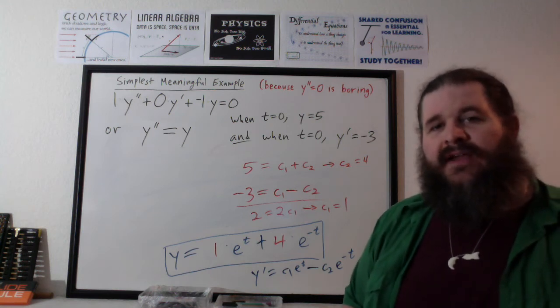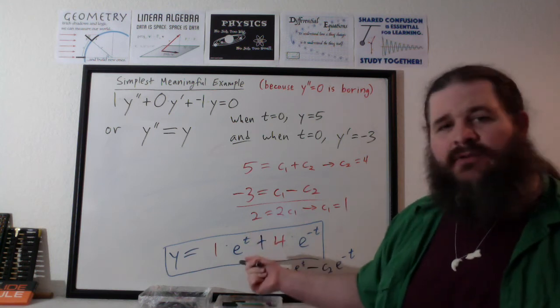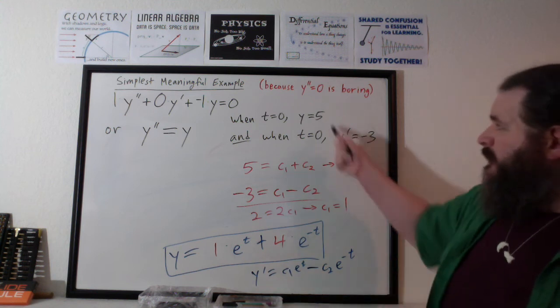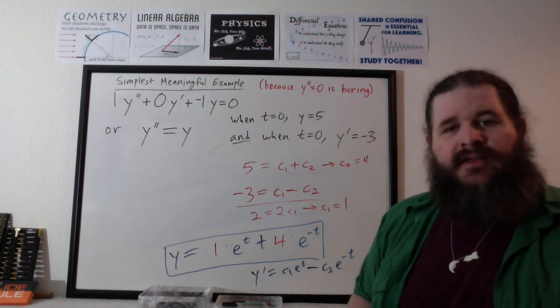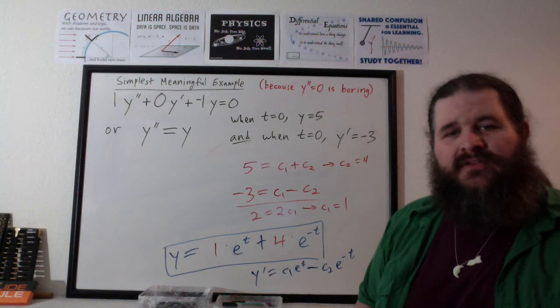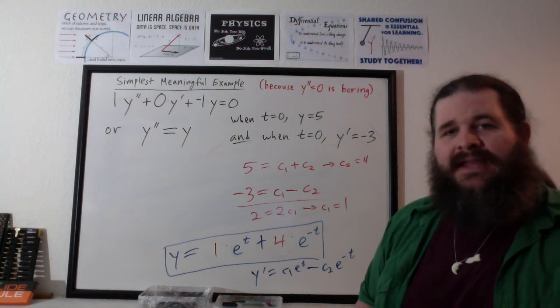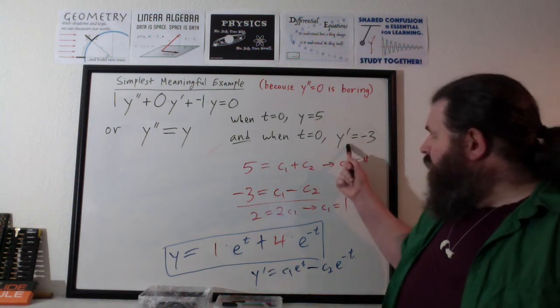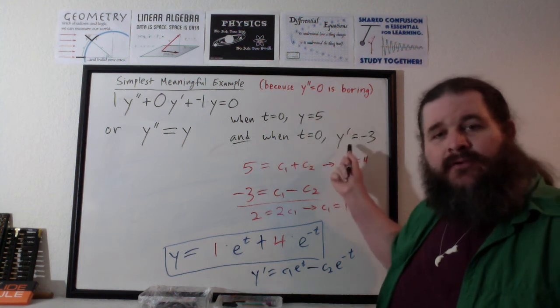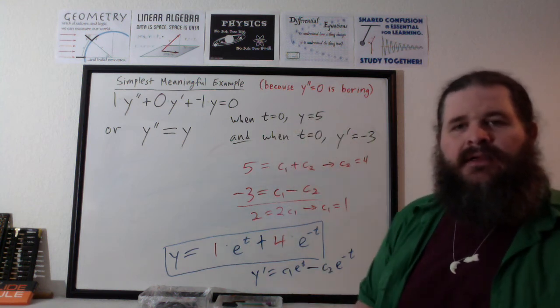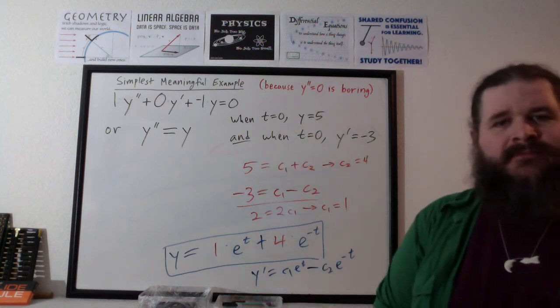So in general, for second order differential equations, once you've found your general solution, you're going to need two pieces of information for the initial conditions if you want to solve for a specific solution. And those are typically going to be the position and velocity, that is the value and the first derivative at some instant in time. Usually time 0, but doesn't have to be.